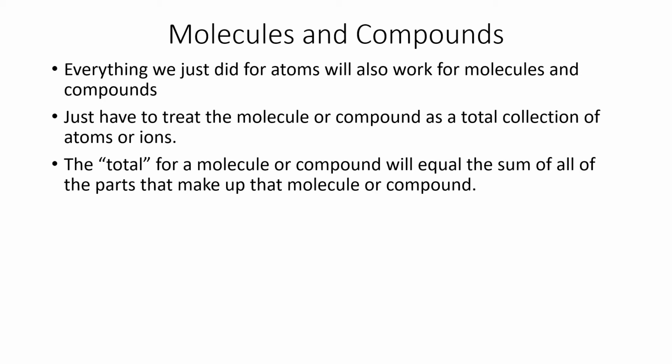So we did a couple examples with atoms and elements, but when we think about all the different matter that's out there, most of the matter we deal with is not just a pure element. We're much more likely to be dealing with a compound than a pure element. So we want to talk a little bit about molecules and compounds. Everything we just did for atoms will also work for molecules and compounds. We just have to treat the molecule or compound as a total collection of the atoms or the ions. The total for a molecule or a compound is going to equal the sum of all the individual parts that make up that molecule or compound. Kind of makes sense. If you care about the total of something, add up all the individual parts. After you've added up all the individual parts, it has to tell you something about that total.